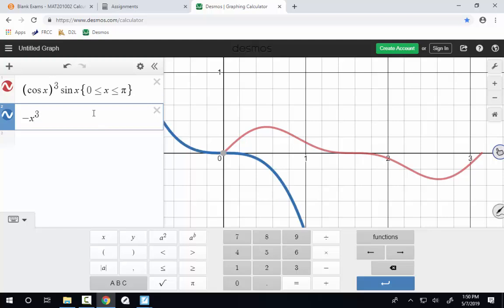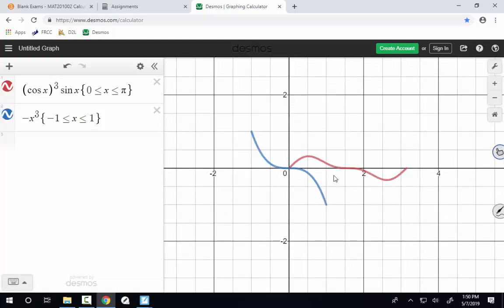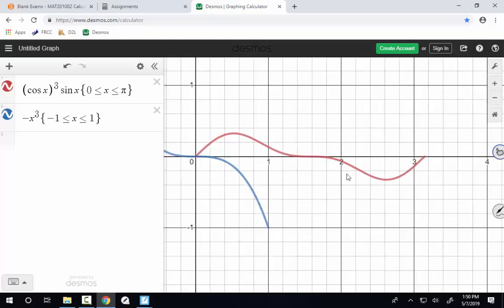Instead of finding the net area between the x-axis and the red curve, which is the cosine cubed sine x, we can find the area from -1 to 1 on the x cubed function. I think that was example 2. If you want to reference back to that example, you'll see. Let me make sure that was correct. No, sorry, it was example 2 on page 5.